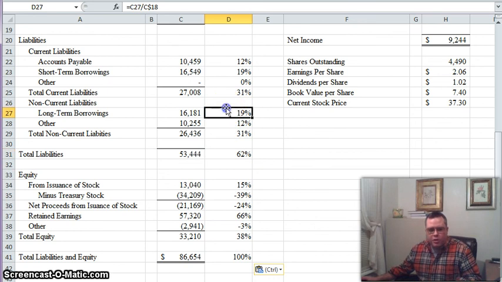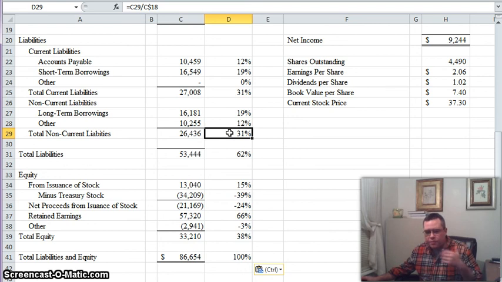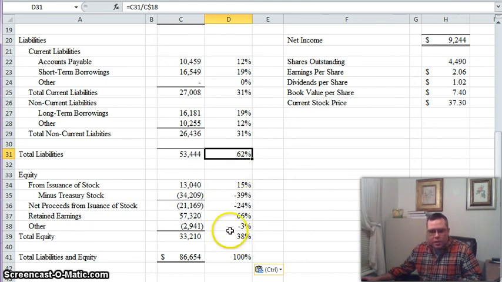But again, you could look at all these numbers and you could compare them to the industry average, compare them to their competitors, compare them to themselves in past years to see, are they getting more levered or not? Are they getting more risky? Are they getting less risky? You might want to look at retained earnings, for example.